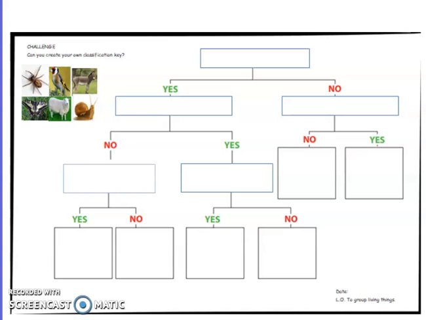I'm really looking forward to seeing the classification keys that you've done. You can work on the sheets that have been provided, and if you need any help, you can email me at our Year 4 email address. Remember to take your time with your drawing, do it nice and neatly. We want to be able to see which creatures fit within each group.